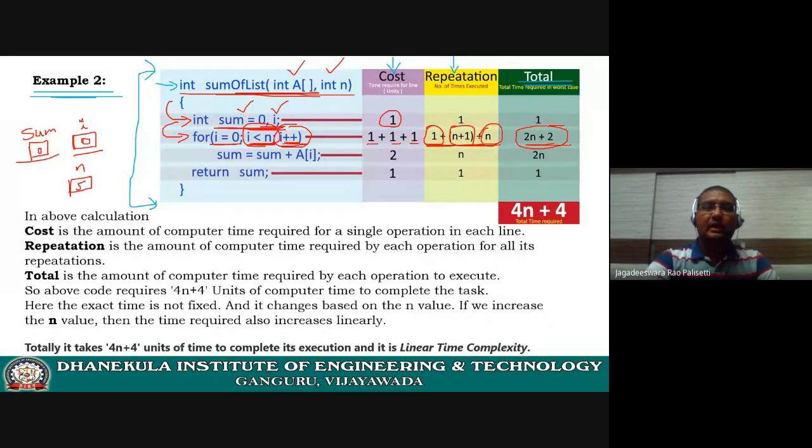Am I clear? So in this example, can I say constant time complexity? No, it is not constant time complexity, because based on the value of n, the time complexity of the code will be different.